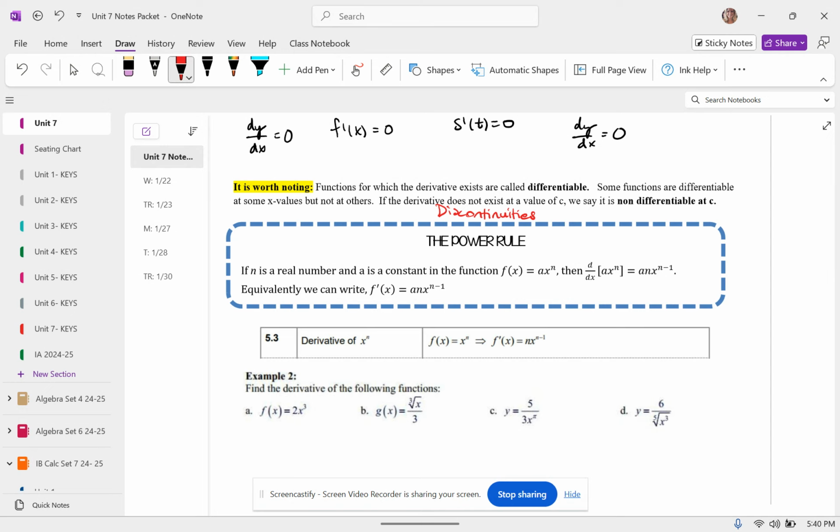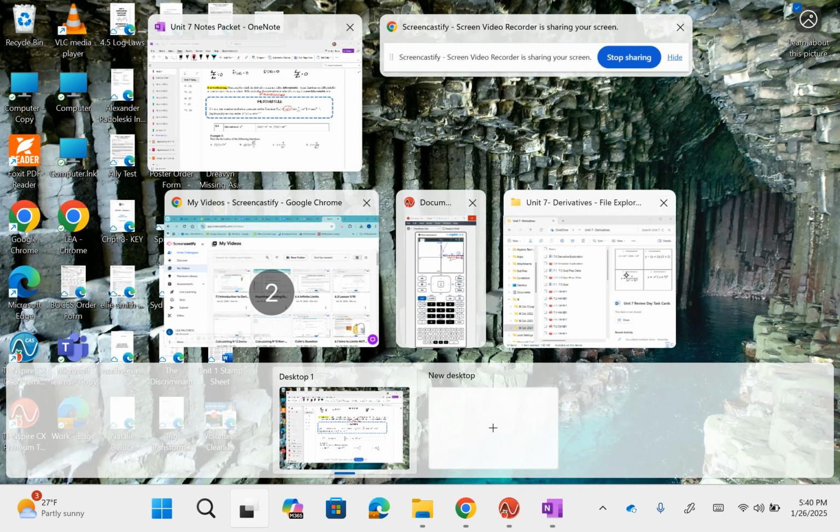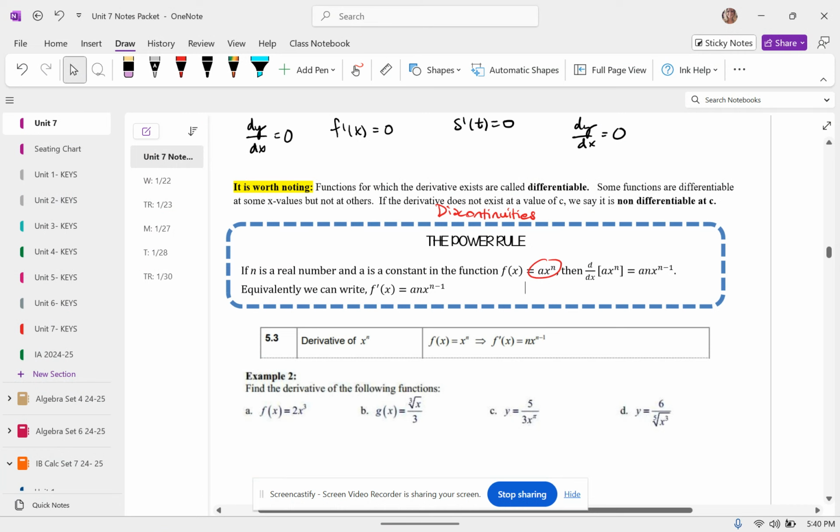The power rule: if n is a real number and a is a constant in the function f of x equals a times x to the n, then the derivative, so saying this is a polynomial, right? The derivative of the polynomial is going to be where I take the exponent, I drop it down in front and multiply the constant that was already there by that exponent, and then I reduce the exponent by 1.